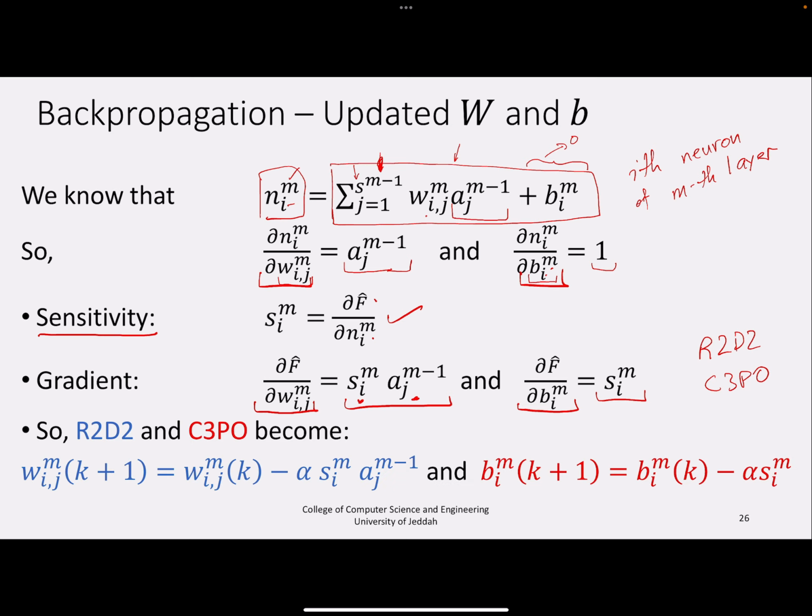So if you plug these two terms back, if you plug the first term back into the R2D2 equation, this is what the new updated R2D2 equation will look like if the error function that you're using is a mean square error. And just like that, the C3PO function will have an updated term over here. And this is the updated C3PO function.